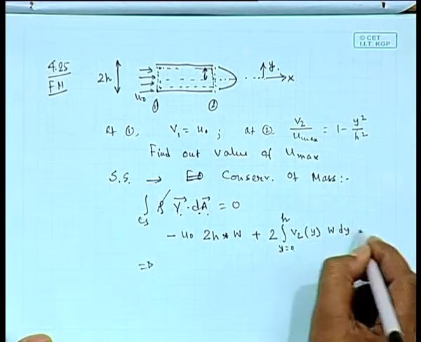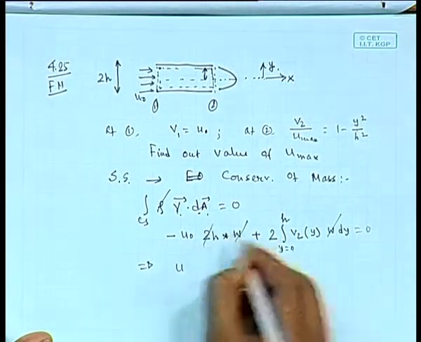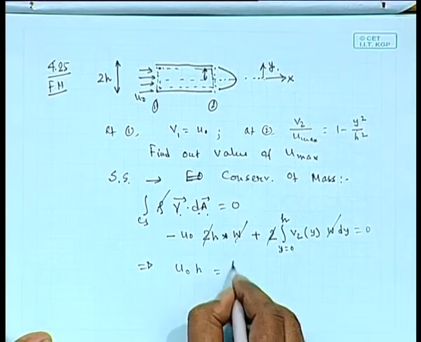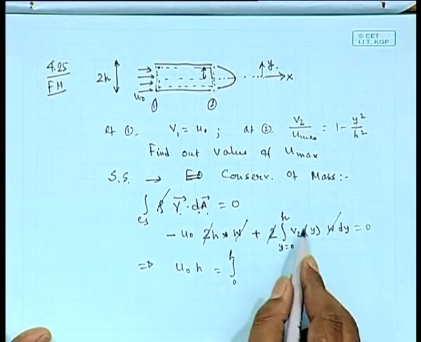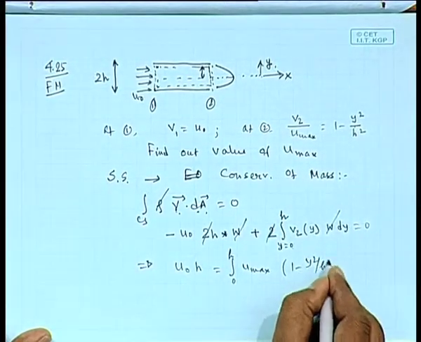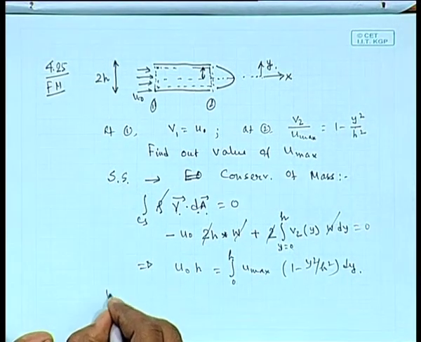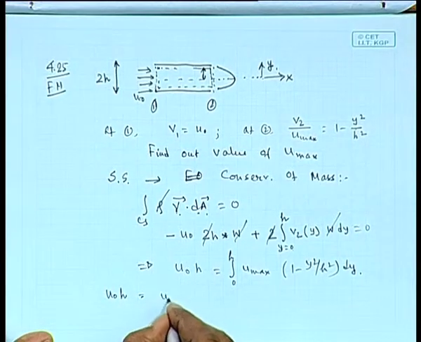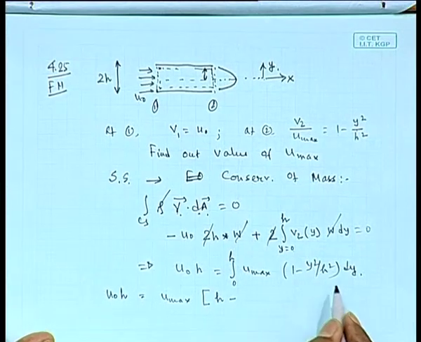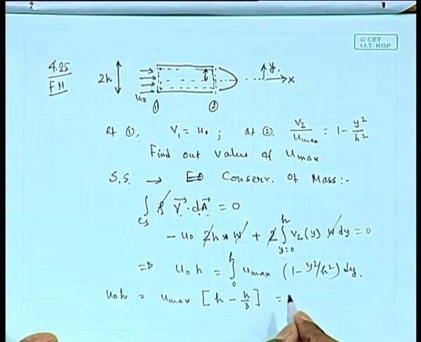Now, this w will go off, and this will be equal to 0 at steady state. So u0, and this 2 will also go off. u0 h is equal to the integral from 0 to h of v2, which will be nothing but u max times 1 minus y square by h square, dy. So this will be h minus h cube by 3h square, right, so h minus h by 3, which is 2h by 3.